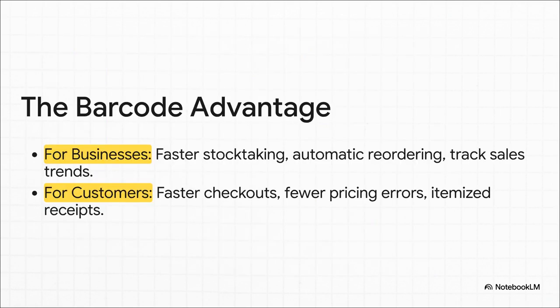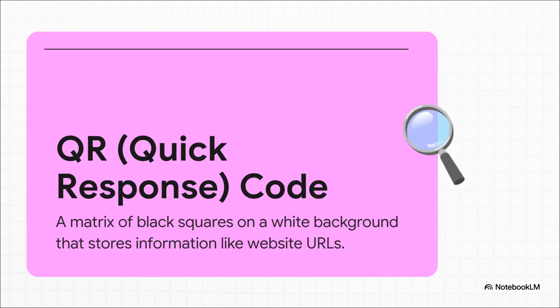And the impact? It's just massive. For businesses, it means way faster inventory counts and a goldmine of data on what's selling. And for us, the customers, we get quicker checkouts, way fewer pricing mistakes, and those nice itemized receipts. It's a total masterclass in efficiency. Okay, but what happens when you need to store more data than a barcode can handle?